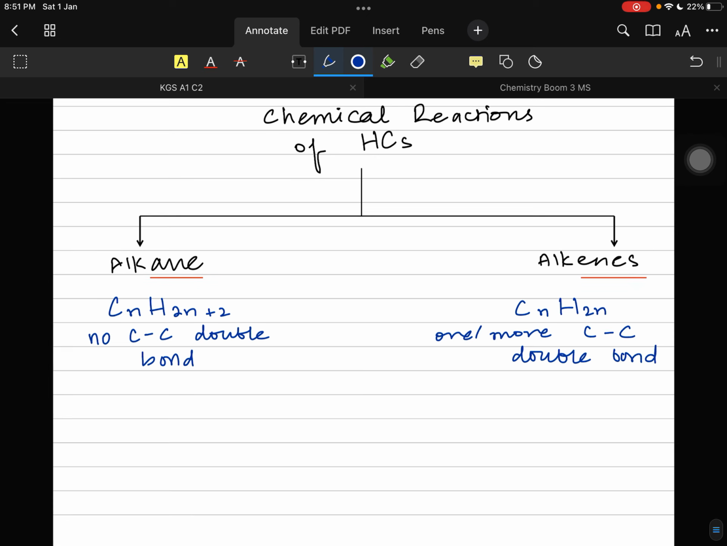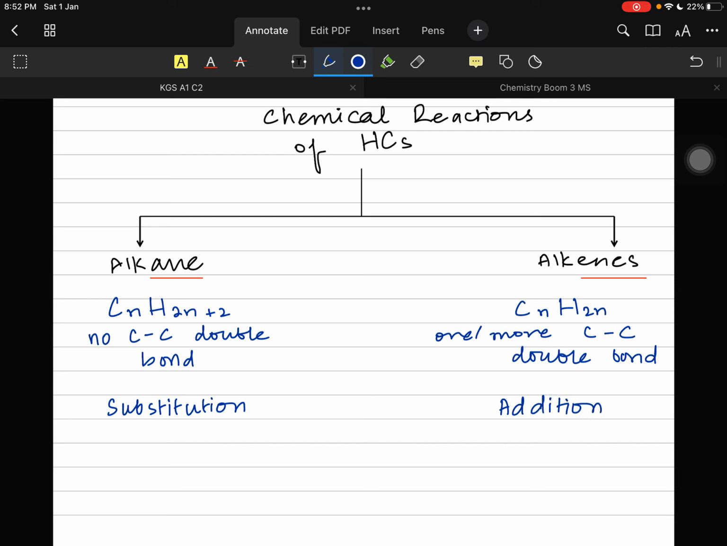When we talk about alkanes, they do not have as many reactions because they don't have a carbon-carbon double bond, and the reason is that carbon-carbon bonds are really strong and not broken easily. So they have only two kinds of reaction. The most common they give is substitution. While alkenes have a wide variety of reactions because the carbon-carbon double bond can be broken easily, and all these reactions come under a class of addition. So alkanes have the most common reaction of substitution, and alkenes have the addition.